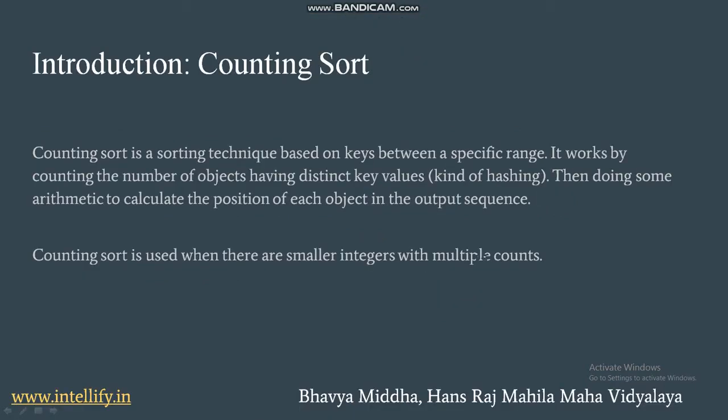Counting sort is a sorting technique that is based on keys between a specific range. It works by counting the number of objects having distinct key values, that is kind of hashing, then doing some arithmetic to calculate the position of each object in the output sequence. Counting sort is used when there are smaller integers with multiple counts.